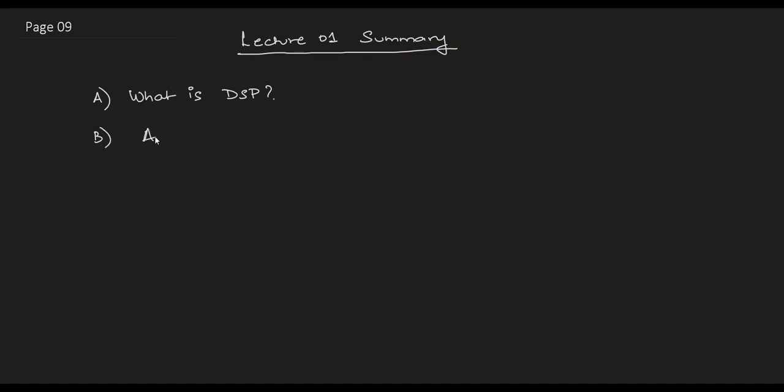We'll just summarize what we have seen today, the lecture 1 summary. So what are the things we have seen? Let me list them down. The first thing we saw was introduction to DSP: what is an analog signal, or what is DSP in general? Then signal classification: analog, digital, continuous, discrete. Good.